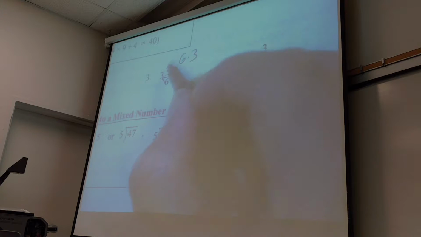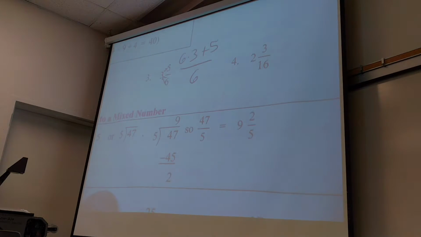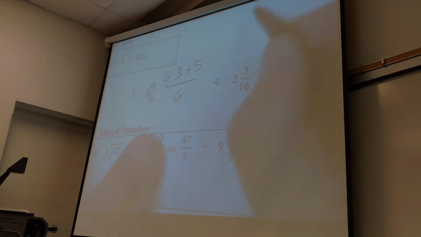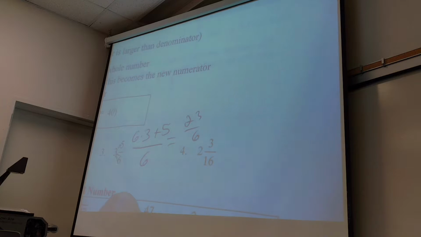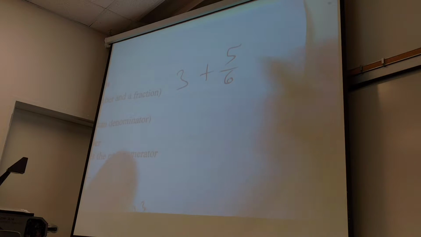So just to show you. What you do is you do 6 times 3 plus 5 over 6. And remember, I showed you this real quick, just to remind you guys. If I look at that, it comes out to be 18 and 5 is 23 over 6. If I look at 3 and 5 sixths, 3 is over what right now? 1.